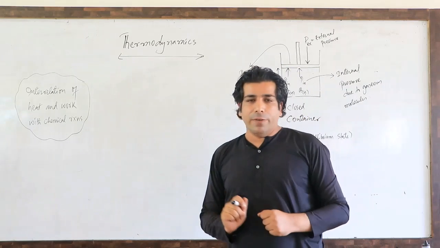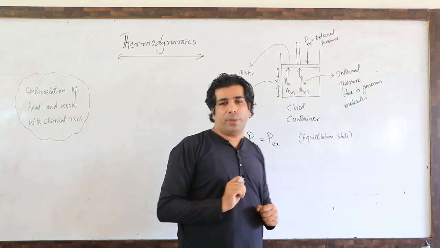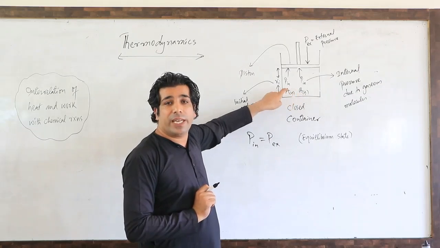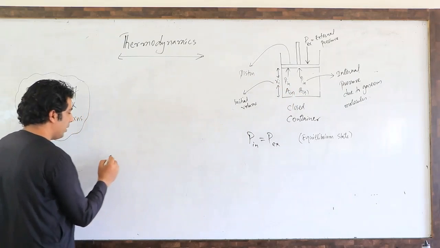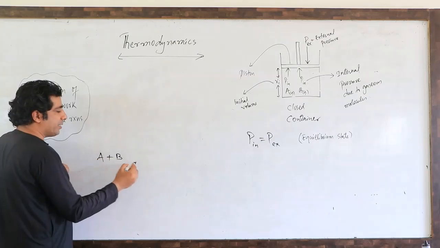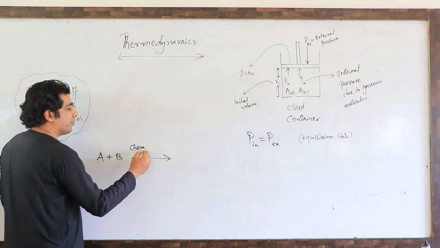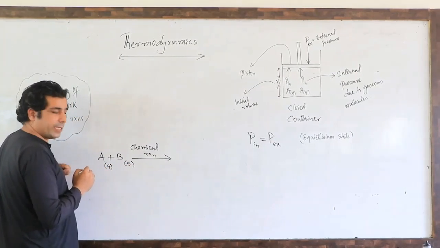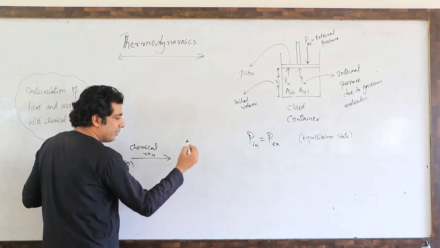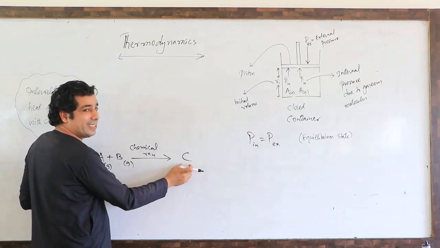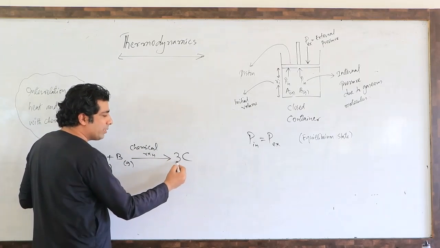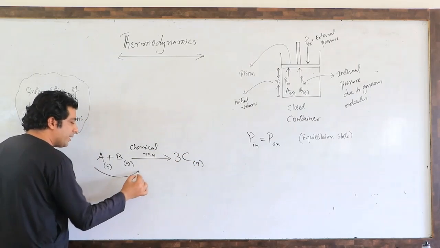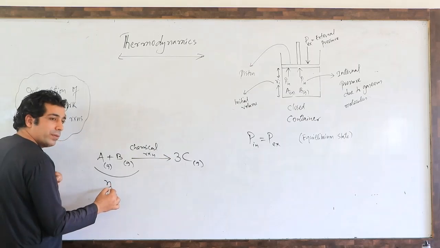Okay. So my dear friends, let us suppose there happens a chemical reaction between A and B. Yes, this is gaseous, this is gaseous. Correct? So now they are giving me gaseous substance C, but they are giving me 3 moles of C, let us suppose. This is also a gas.